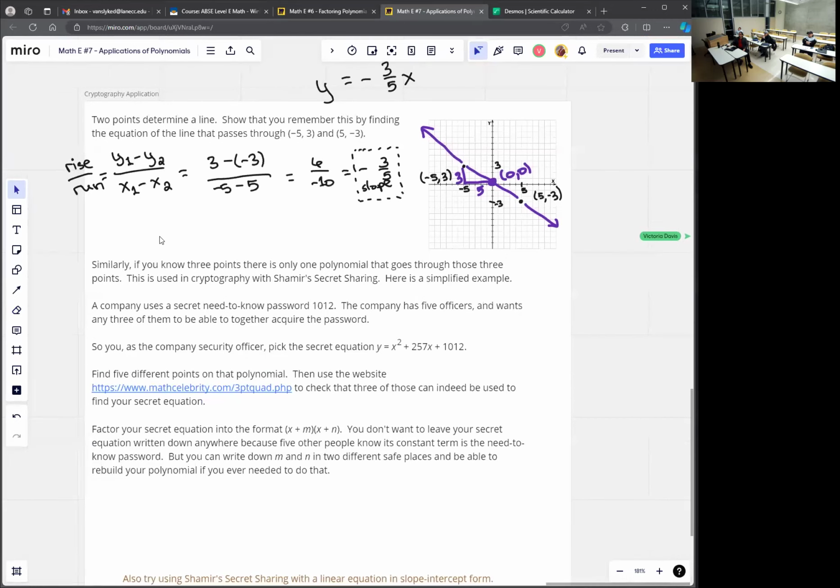So the point of that review not only was to do some good review, but to remind us that if you give me 2 points, there's only one line that goes through those 2 points, and I can find the formula for it if I remember to have it.